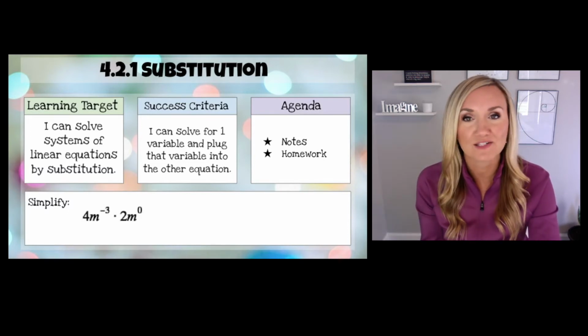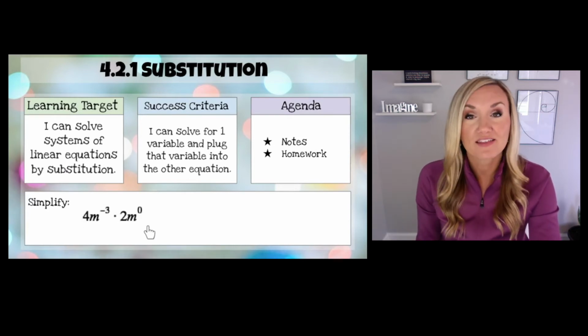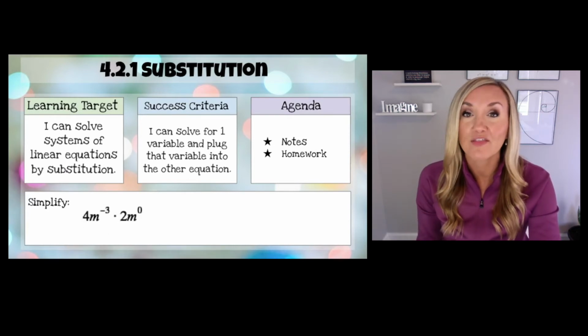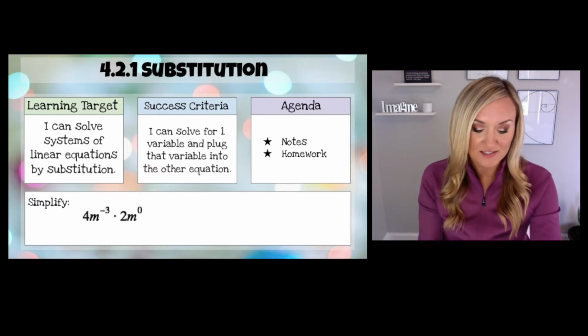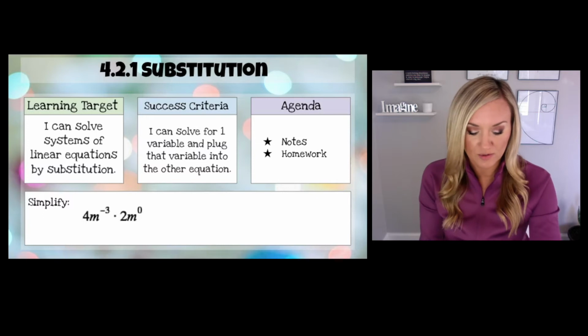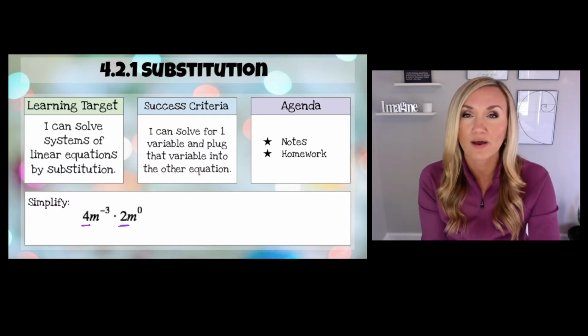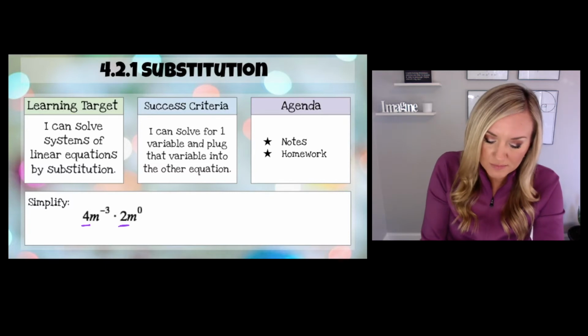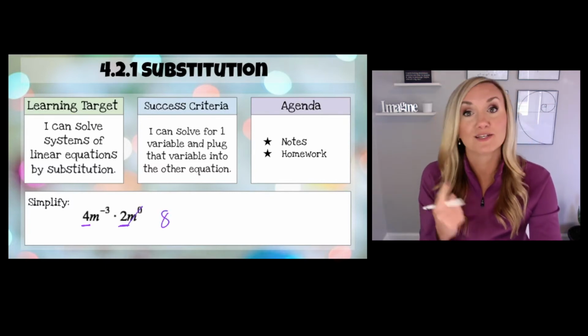Before we even get started though, I want you to take a look at the opener down below. Can you simplify this? I know you can. Think about the exponent rules. If you take a look, you'll notice that we have these pretty nice big numbers out in front. Let's go ahead and multiply them. 4 times 2 is going to give us 8. And then m to the 0 is 1.